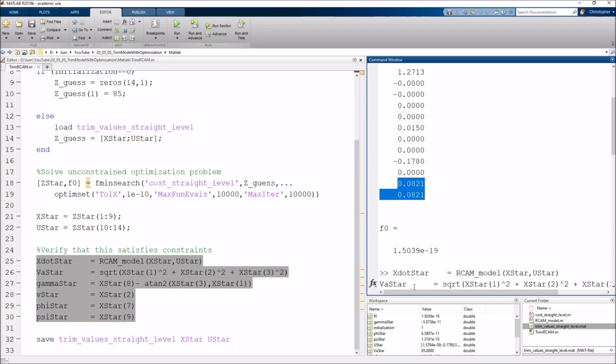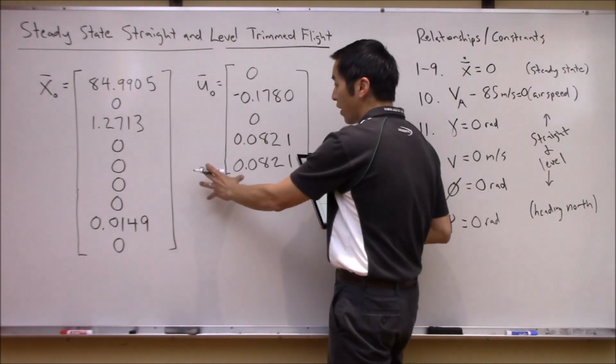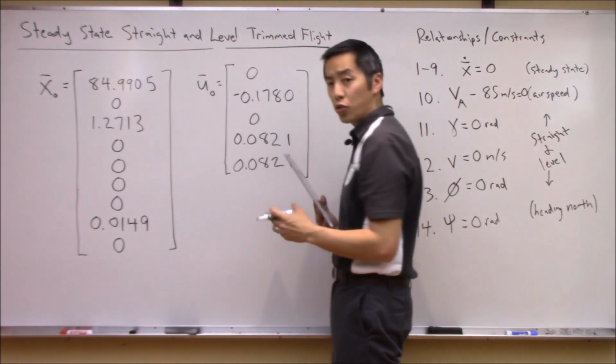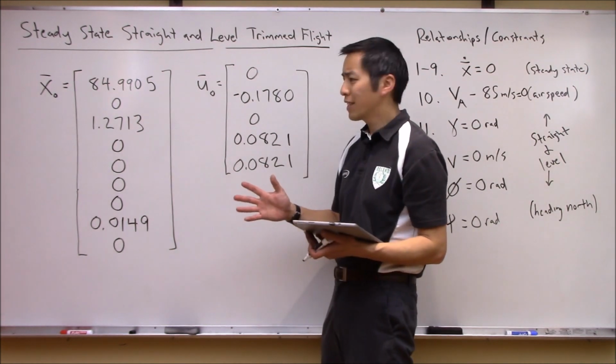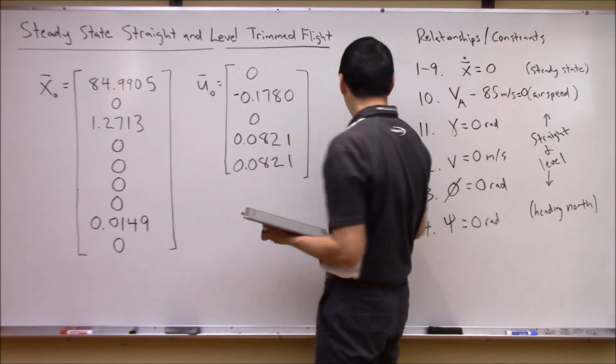So with that being said, why don't we jump back over to the board and have a little bit more discussion on the results that we get. All right, so we saw that fminsearch basically got us this solution for a trim point. And I just wanted to write it up here and have some more discussion about the difference between the trim and the equilibrium point, as well as our constraints.